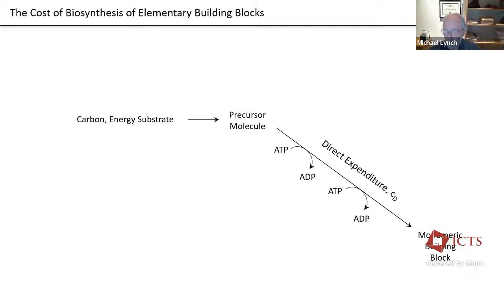So I'm going to go through some probably fairly quickly, just to give you a rough idea of how we estimate the cost of making building blocks in a second. But the idea, again, is fairly simple here. We're going to start with a carbon energy substrate. We're going to ask how much does it cost to make an amino acid or a ribonucleotide or a lipid molecule. And as again, you go through a precursor molecule, which I'll show you in a second, and then you modify that by using ATP equivalents.